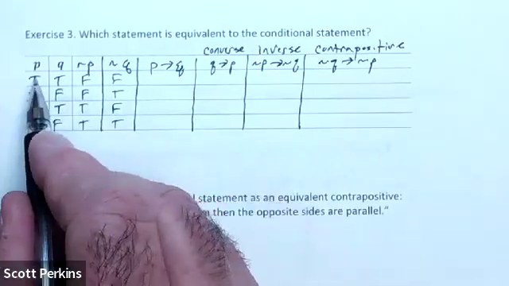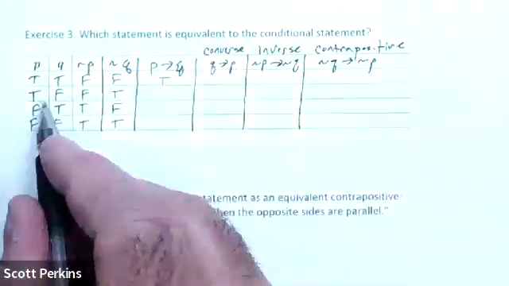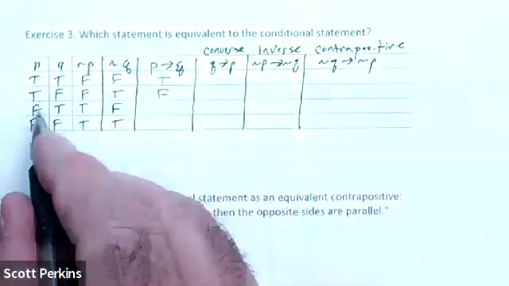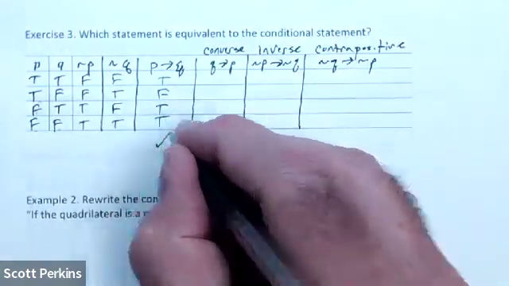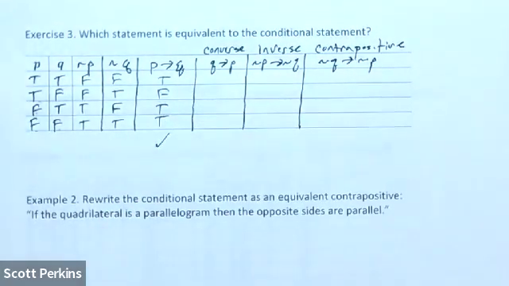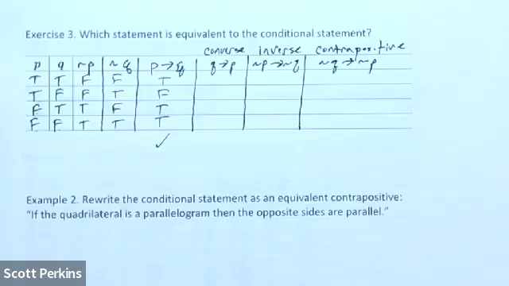So here we go. P then Q. True then true, that's going to be true. True then false, that's false. False then true, that's true. False then false, that's true. So there's my original statement. I'm going to put a check mark under it because that's the one I want to compare the others to.